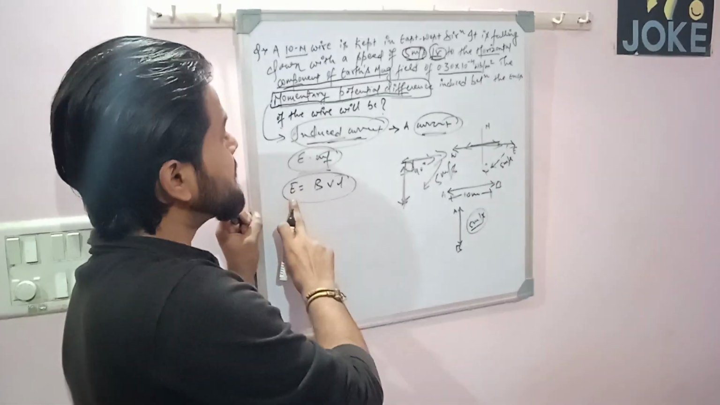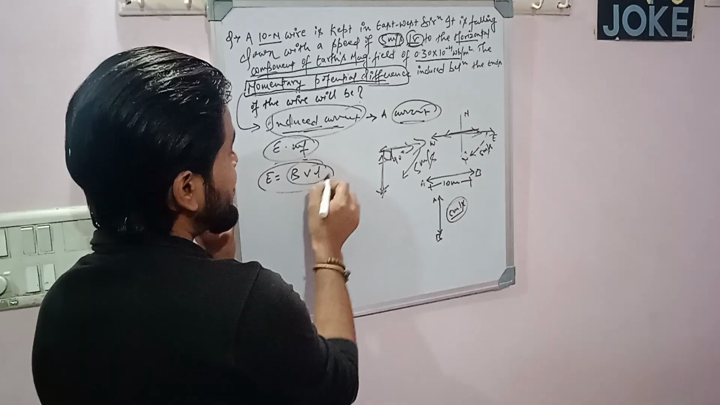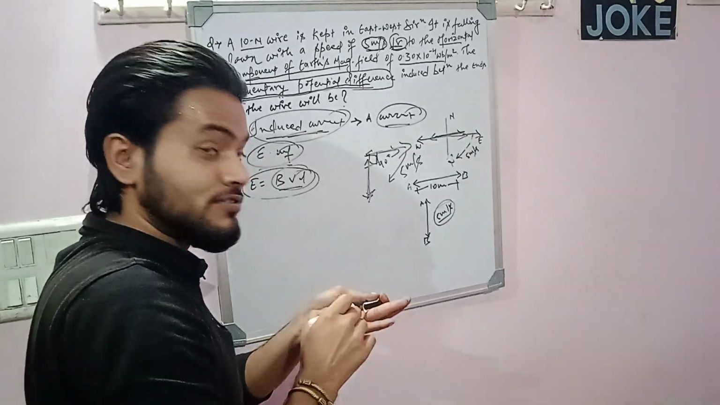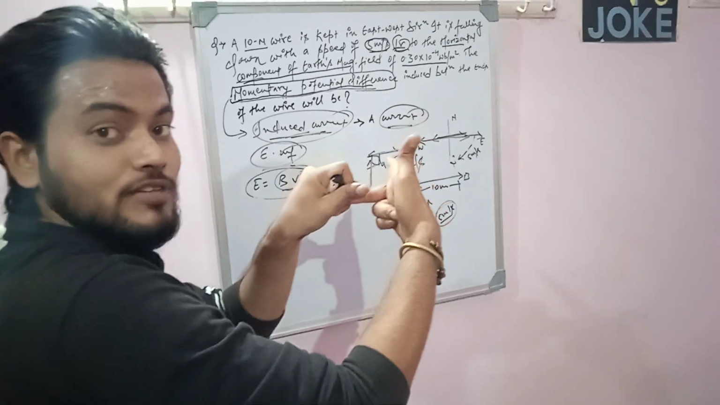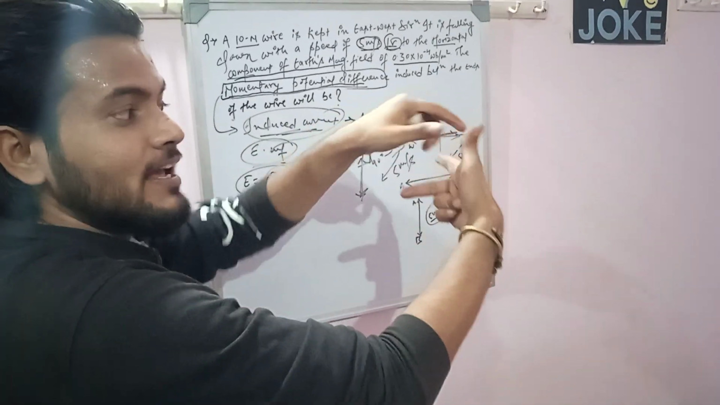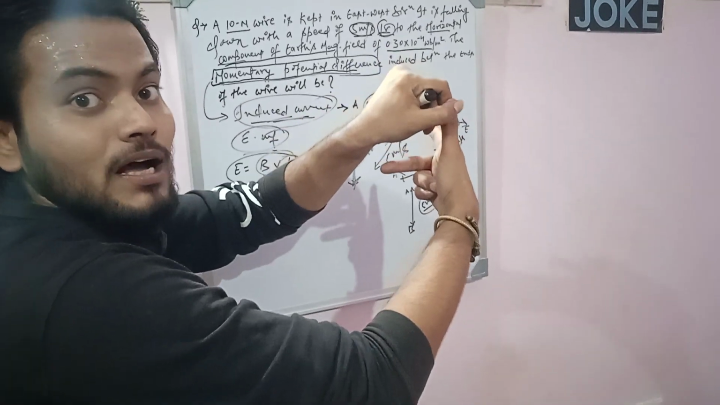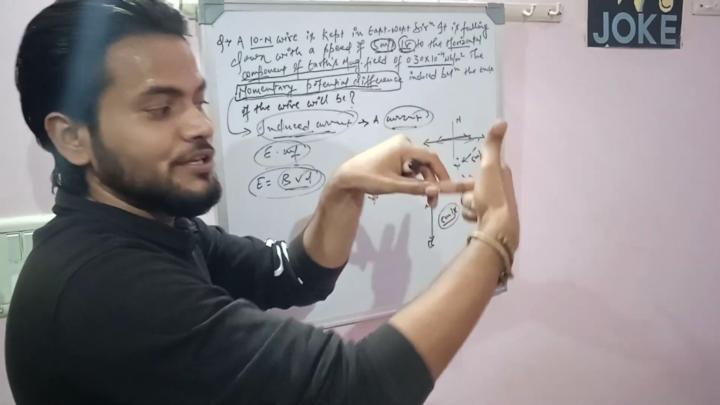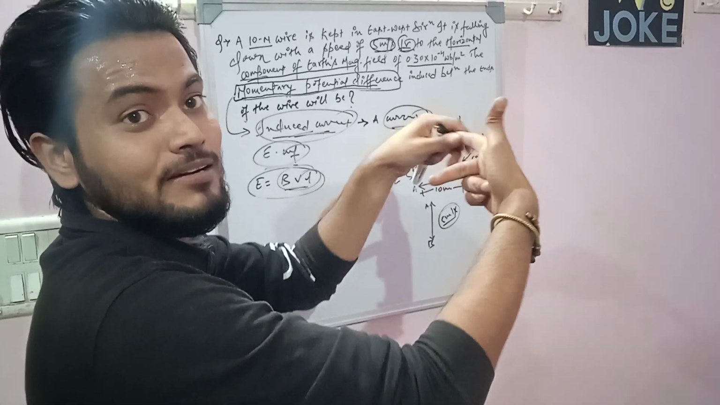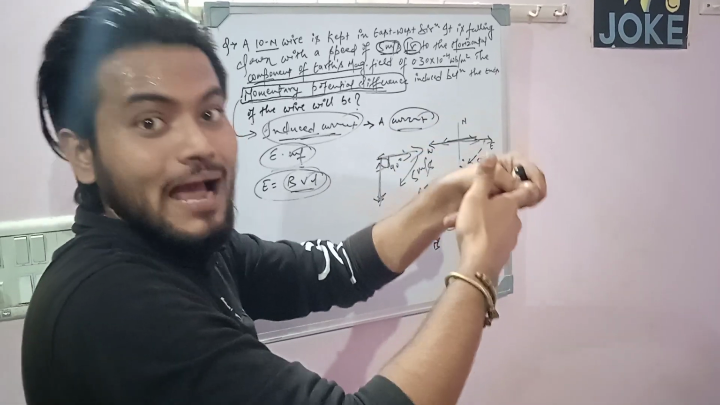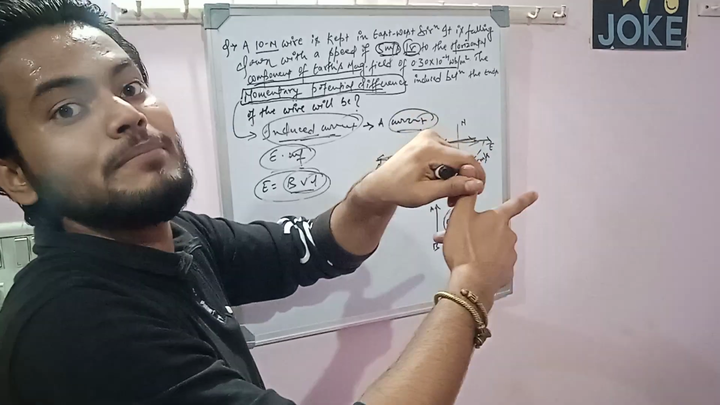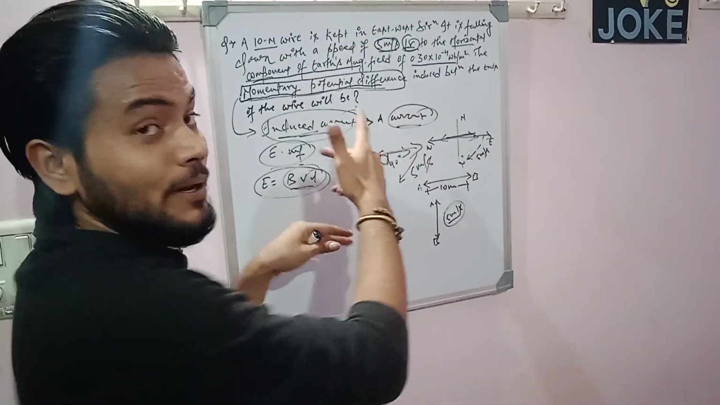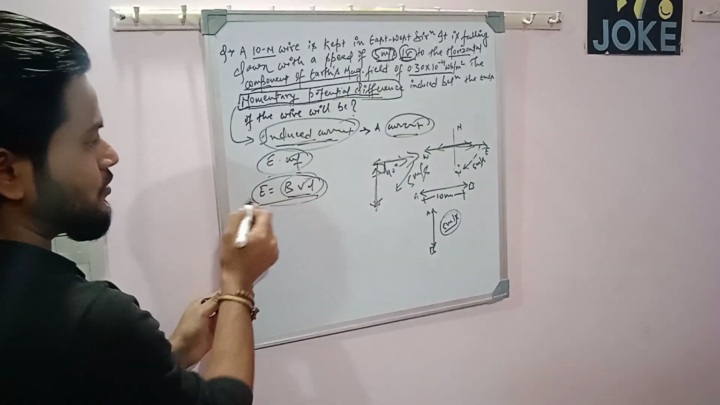We use this formula only when the motion of the conductor is perpendicular. The middle finger is the induced current, the forefinger is the magnetic field, and the thumb is nothing but the motion of the conductor. Whenever all these three components are perpendicular to each other, we use this formula.